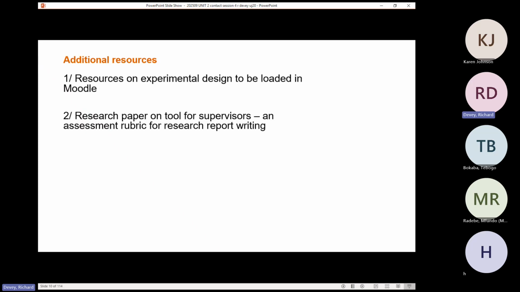So I'm going to move on now. This is just some additional resources. I'm going to put some resources on experimental design in Moodle, and I'm also going to share with you a research paper, which is a tool for supervisors, with an assessment rubric for research report writing. If you like that paper, and if you think it's useful for you as a supervisor to improve how you evaluate student work, then that would be something that you could use.